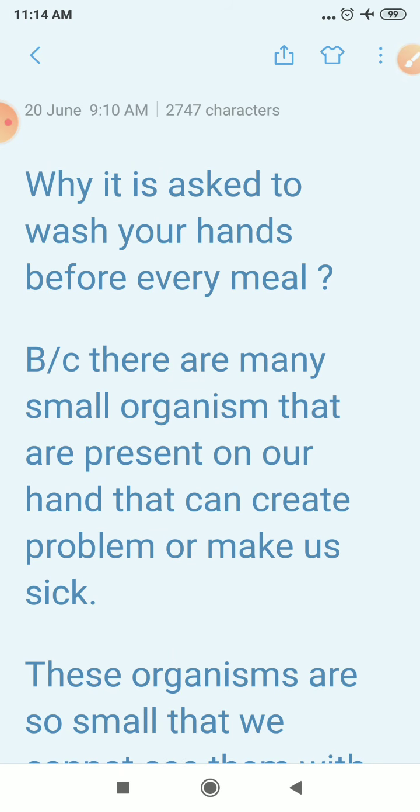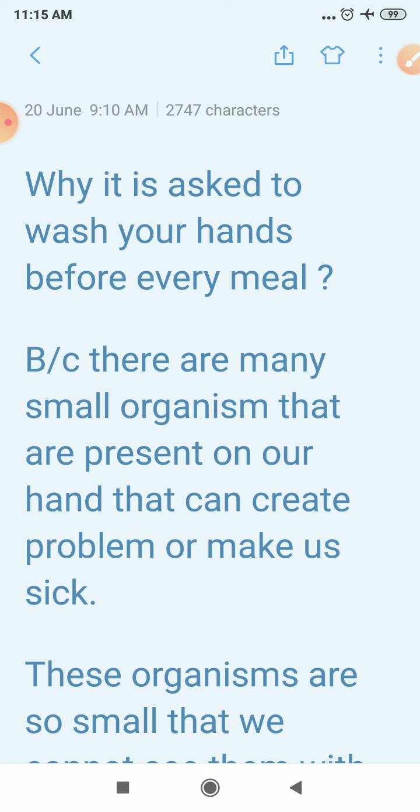Every time when you are going to take your meal, you are advised to wash your hands. Do you know why? Every one of you knows the answer. Why are you asked to wash your hands? Because there are very small organisms present on your hand. When these organisms go inside your body, they will create problems. They can make you sick. That's why every time you are going to take your meal, you are advised to wash your hands.